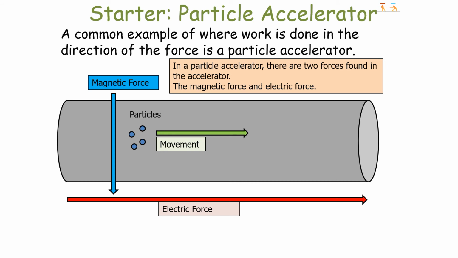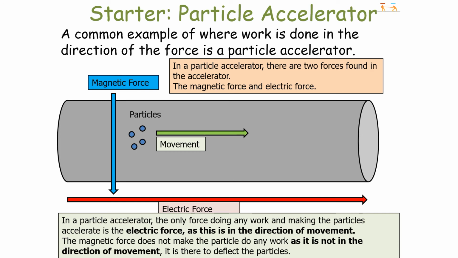Now, a common example of where work done is carried out in the direction of a force is a particle accelerator. In a particle accelerator, there tend to be two forces, the magnetic force and the electrical force. You'll notice that the electrical force is the force which does the work because that is in the direction of the particle movement. Therefore, because the particles are moving a distance in the direction of the electrical force, the electrical force is doing the work.